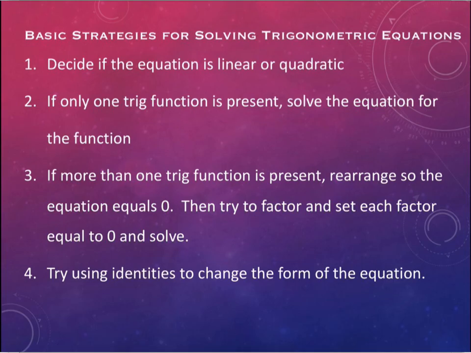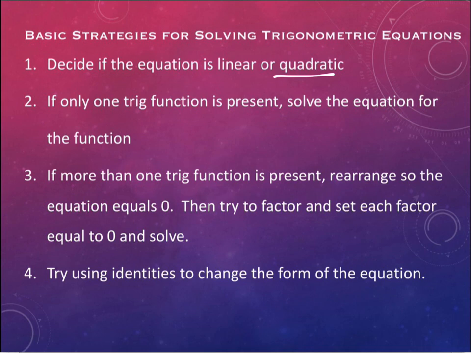Deciding if the equation is linear or quadratic. If there's only one trig function present, then we simply solve for that trig function. If more than one is present, we rearrange things so that it's zeros on one side and everything else is on the other side. Try to factor and then solve, which is also what we do when it's quadratic: we put everything on one side, factor and solve. We haven't done that yet. We'll do one of those, or maybe a couple, I can't remember.